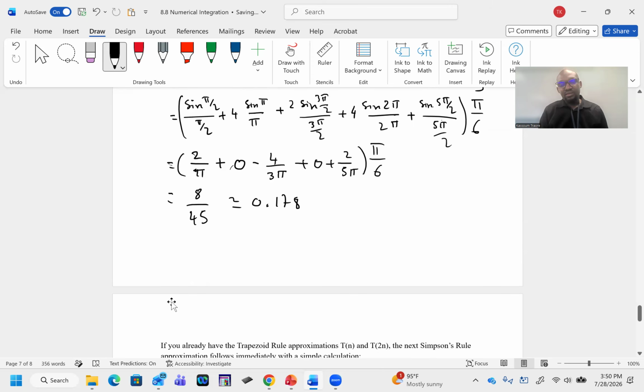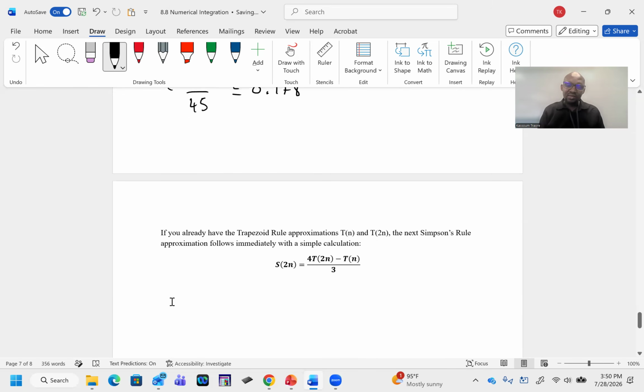But before I let you go, you also need to know, same thing as I gave to you, we just said T2n is (T_n plus M_n) divided by 2. If you already have the trapezoid rule approximations T_n and T2n, the next Simpson rule approximation follows immediately with a simple calculation. S2n is equal to (4 times T2n minus T_n) divided by 3.